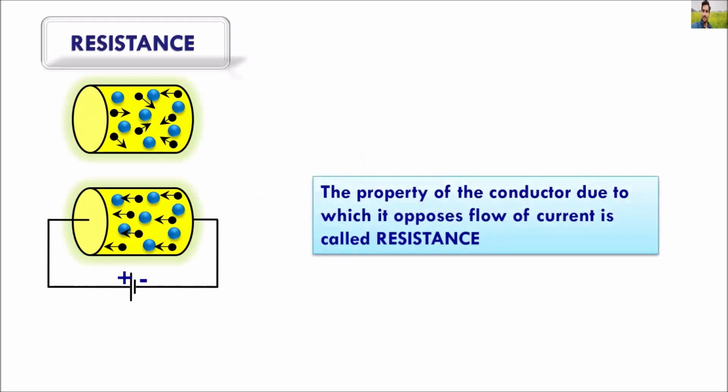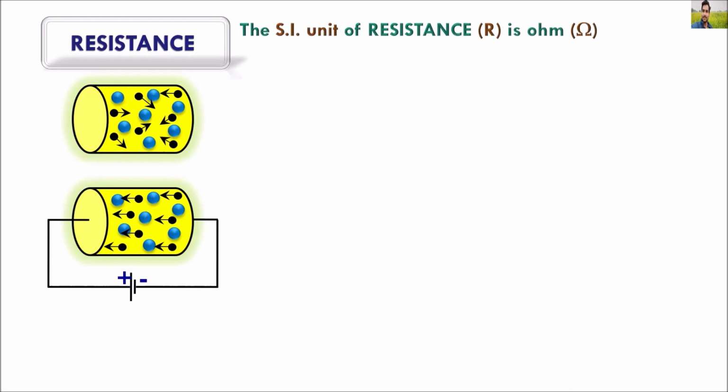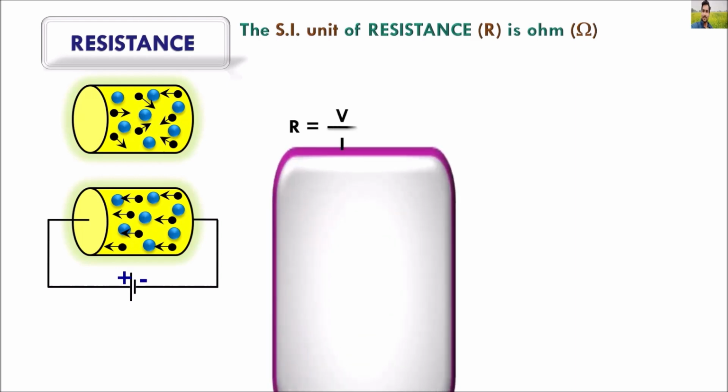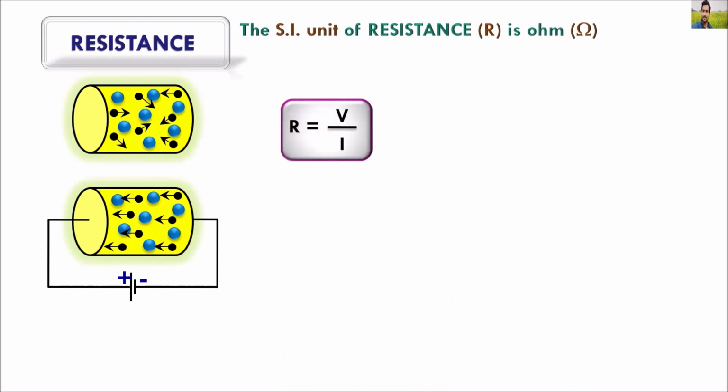The property of the conductor due to which it opposes the flow of current is called resistance. Resistance is a property of a conductor due to which it opposes the flow of current. The SI unit of resistance is ohm. And the formula for resistance is V upon I, where V is electric potential and I is electric current. Ohm is equal to volt upon ampere. Or else we can say 1 ohm is equal to 1 volt upon 1 ampere.